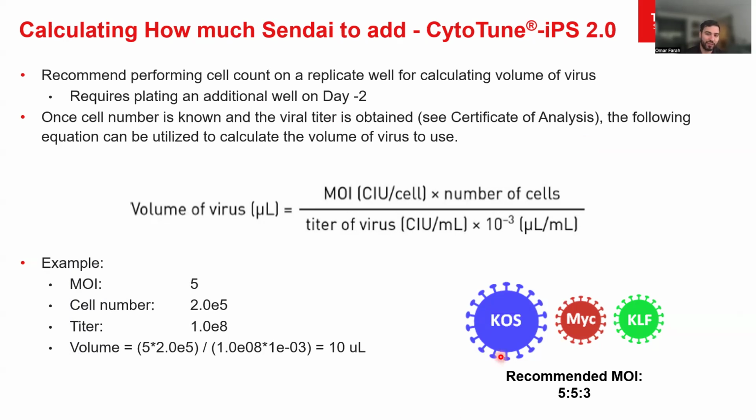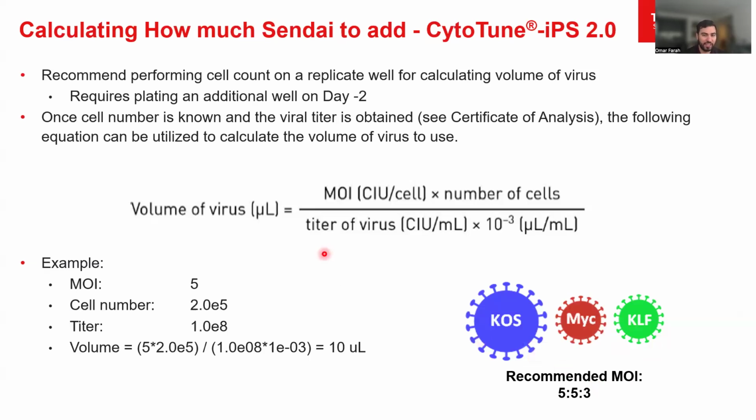So for those 3 vectors within the CytoTune kit, right, in those 3 tubes, we do have some recommendations on the multiplicity of infection, or the MOI, where typically we want 5 KOS viral particles per target cell, 5 c-MYC particles per target cell, and 3 additional KLF4 particles per cell, right? But knowing that, how do we figure out from the tube how much to add in terms of volume, right? Because in the kit, these 3 vectors are supplied in liquid format.